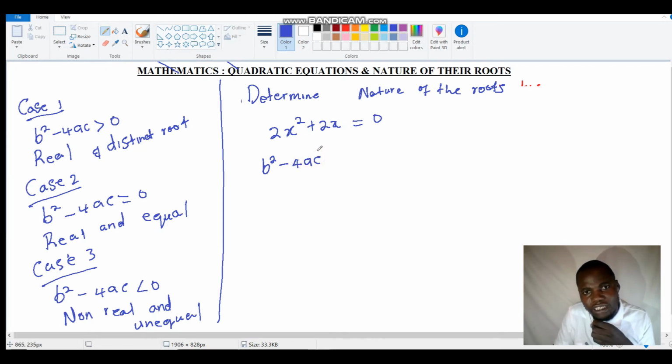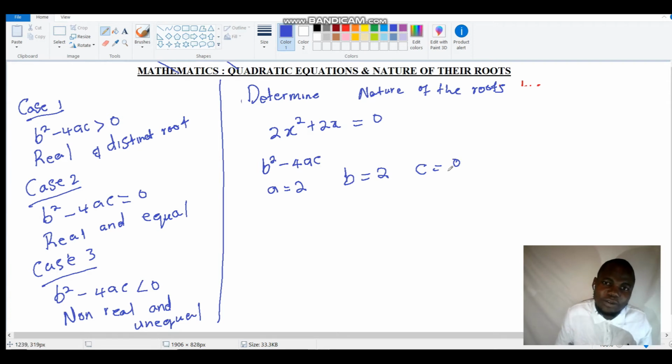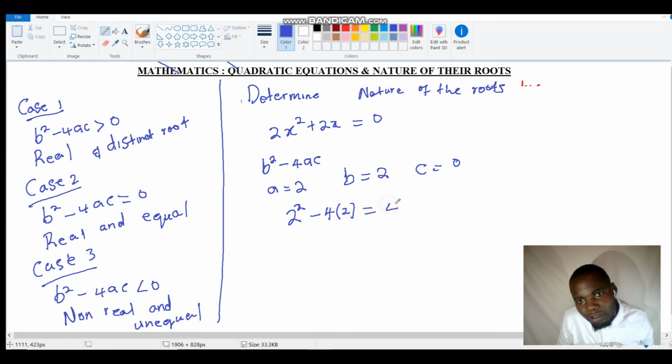We evaluate these, right? So in this case, what is our a? Our a is the number that is before x squared, which is 2. Our b is equal to 2. So what is our c? Our c is 0. So now we find the discriminant value, b squared. In case of b, you put a 2. So you have 2 squared minus 4. A, what is a? It is 2. So you get a 4.